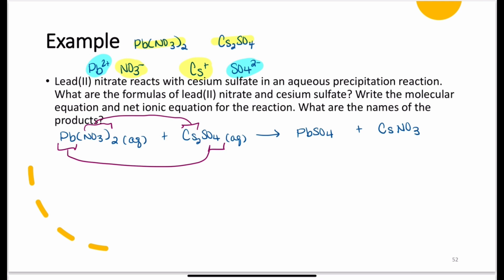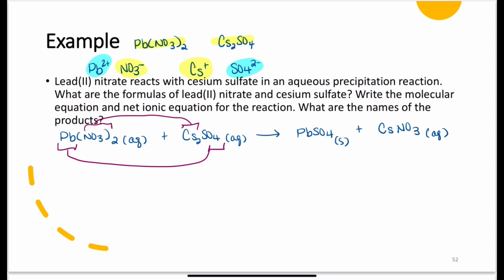Now I've got to remember my solubility rules. I know the first one I'm going to do is cesium nitrate, because that's the easiest for me. I know nitrates are always soluble, and I know cesium is an alkali metal, or group 1 metal, and they are always soluble. So that will be aqueous. I know sulfates are often soluble, but I know with lead 2 plus they are insoluble, so that will be a solid.